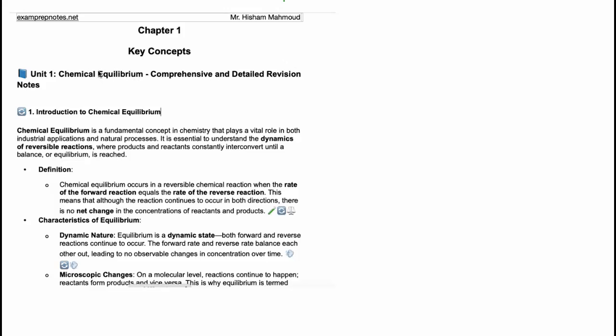Well, this is Unit 1, Chemical Equilibrium: Comprehensive and Detailed Revision Notes. Introduction to Chemical Equilibrium.